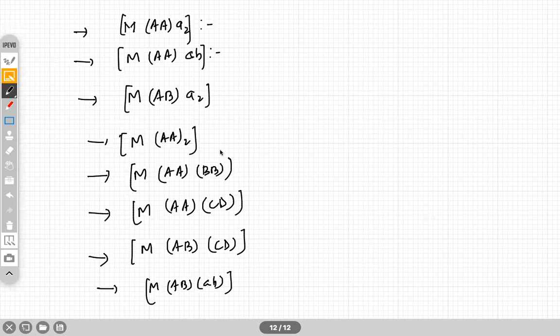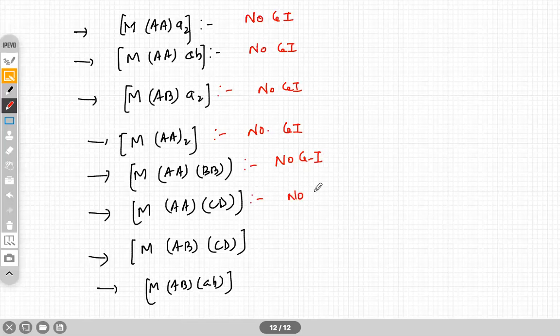Okay. Now, in this one, you see all these molecules from number 1 to number 6. The number of GIs are 0. No GI possible in all these molecules. You can think of by drawing the structure, you'll get no geometrical isomerism. From 1 to 6. One thing you can keep in mind, if coordination number is 4 and the ligand is symmetrical bidentate, then GI is not possible. Coordination number 4, symmetrical bidentate, no GI possible.